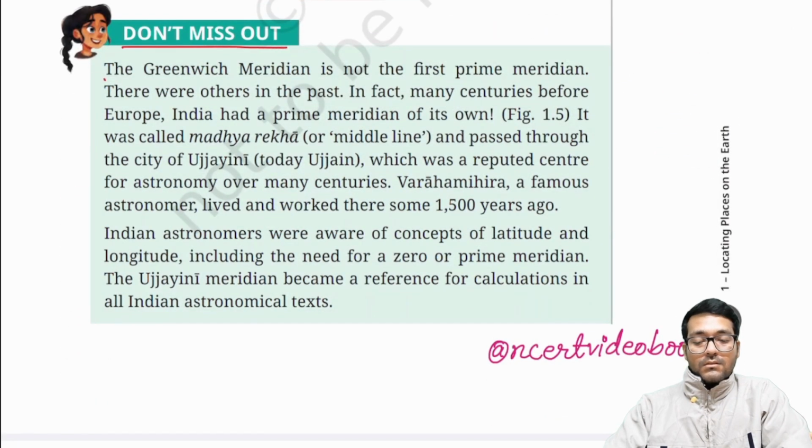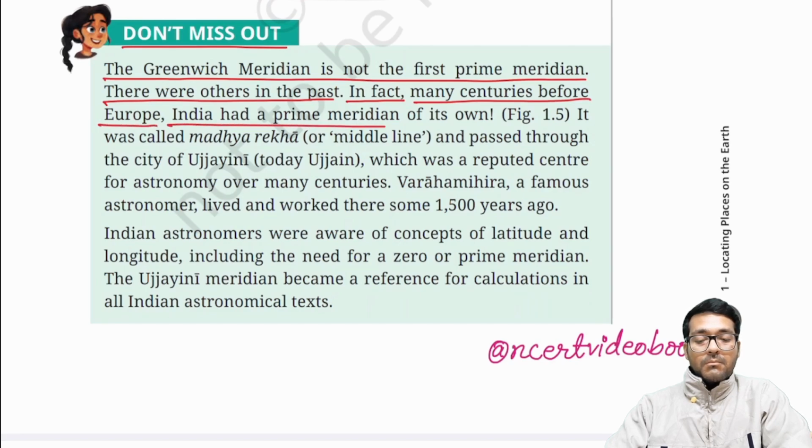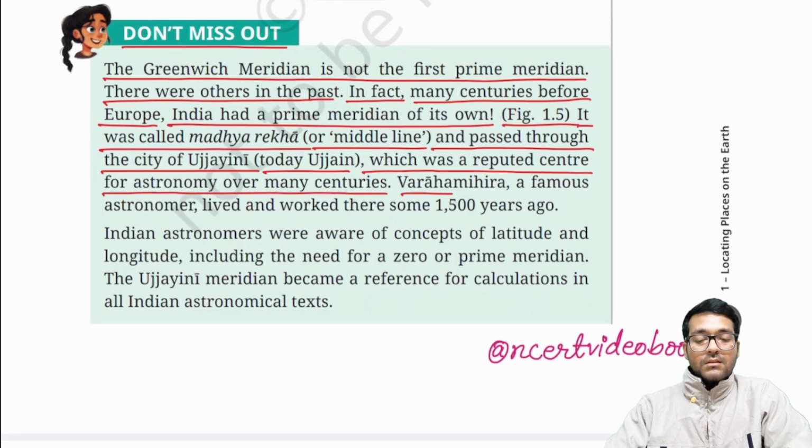Don't miss out. The Greenwich meridian is not the first prime meridian. There were others in the past. In fact, many centuries before Europe, India had a prime meridian of its own. Figure 1.5. It was called Madhya Rekha or middle line and passed through the city of Ujjaini, today Ujjain, which was a reputed center for astronomy over many centuries. Varahamihira, a famous astronomer, lived and worked there some 1500 years ago.